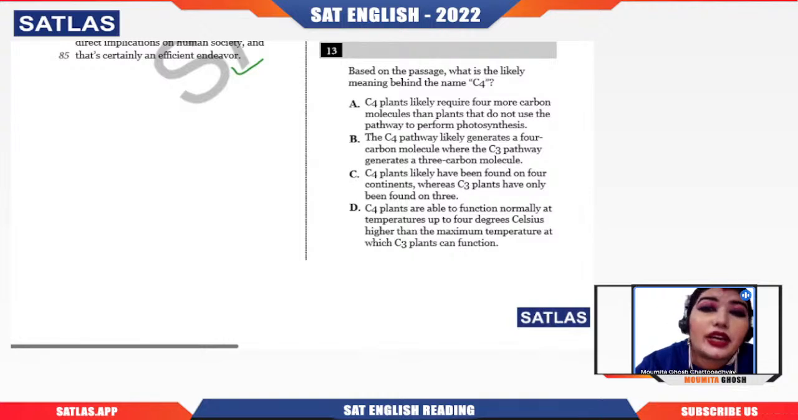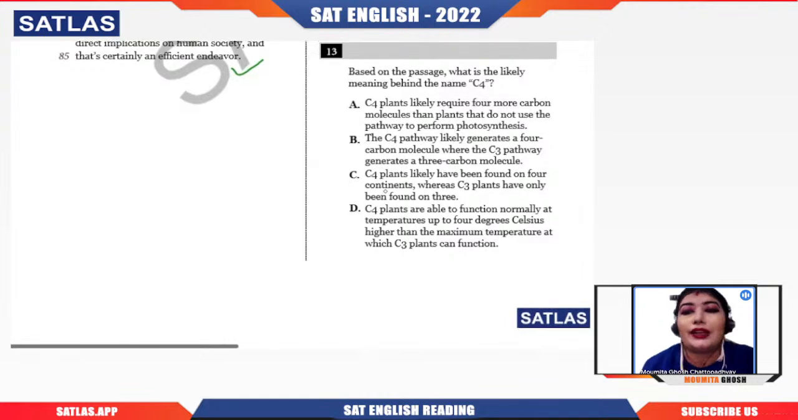three carbon molecule. Option C, C4 plants likely have been found on four continents, whereas C3 plants have only been found on three. And option D, C4 plants are able to function normally at temperatures up to 4 degrees Celsius higher than the maximum temperature at which C3 plants can function.